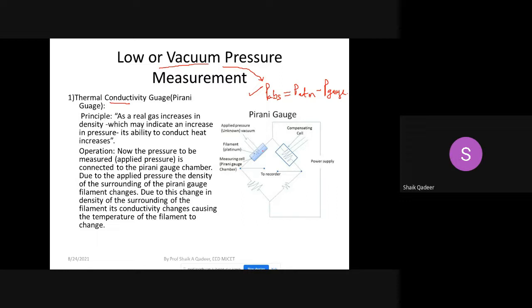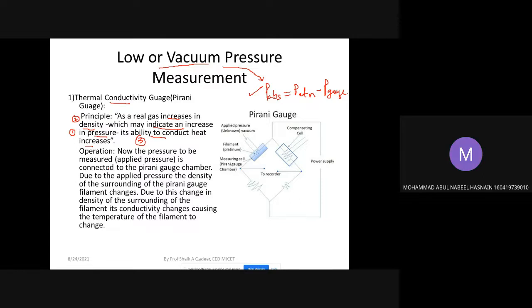That results in an increase of the conductivity. So here the links are like this: if pressure increases, gas density increases, conductivity increases. We need to move in this way: if pressure increases, gas density increases, then finally its ability to conduct increases. Hope it is clear to everybody.